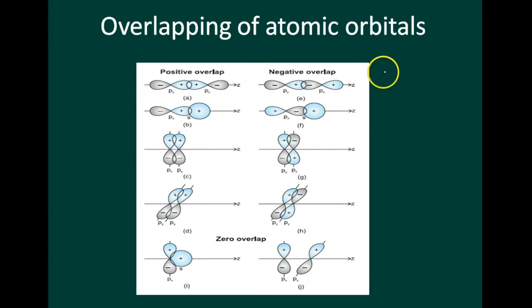The overlap may be positive or negative or zero when they are close to each other, depending upon the sign and direction of orientation of amplitude of the orbital wave function. Positive and negative signs are shown on boundary surface diagrams.